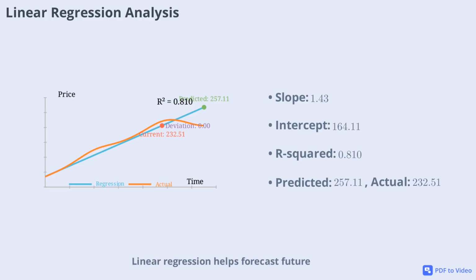Linear regression helps forecast future prices based on historical trends. For Mu, the regression slope is 1.43, indicating a positive trend, while the intercept is 164.11. The R-squared value is 0.81, showing a strong fit between the model and actual prices.